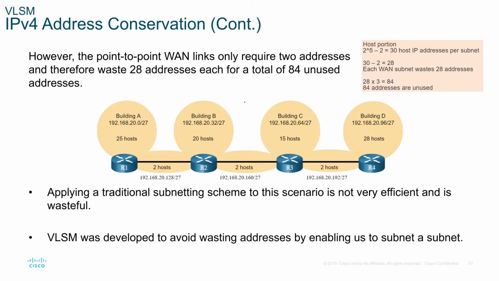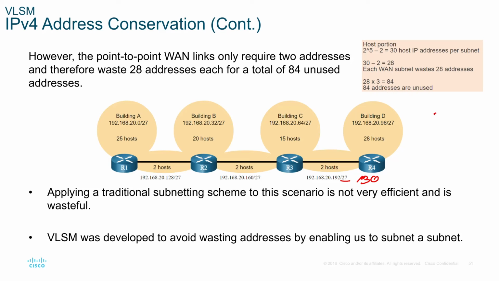This is applying traditional subnetting scheme, and to that scenario, it's not very efficient and is extremely wasteful. That's why we developed variable length, to avoid wasting addresses by enabling us to subnet a subnet, such as these 2 hosts. Instead of being a /27, we would make it a /30. That leaves us with 2 bits because an IPv4 address has 32.